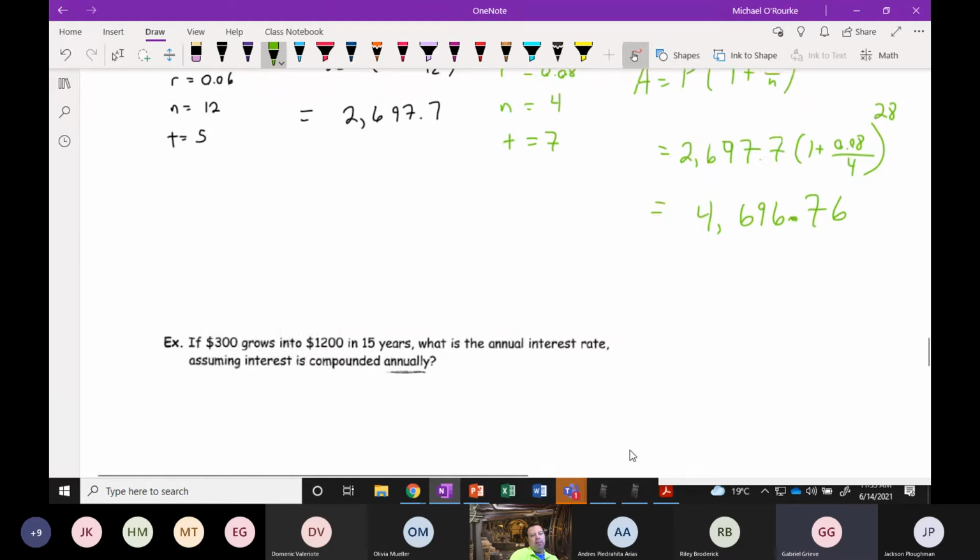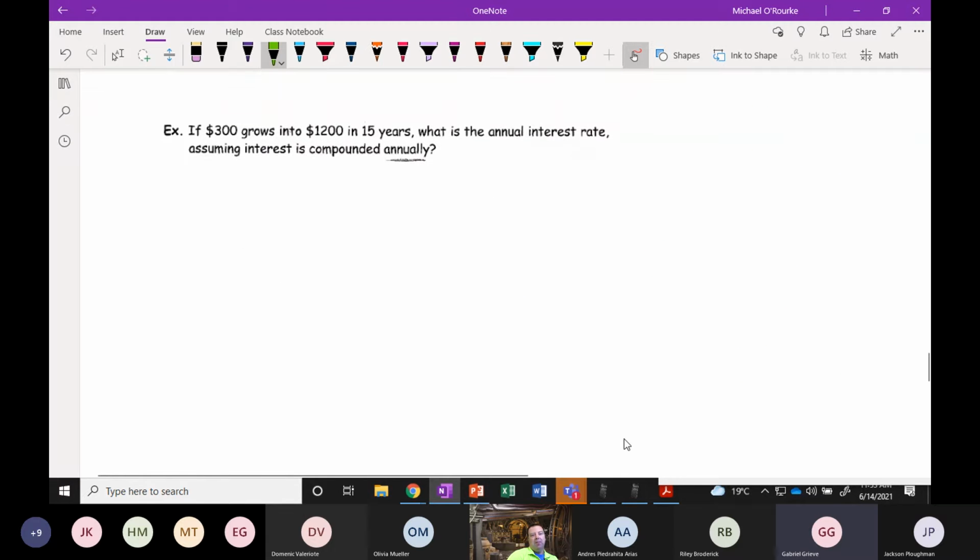Okay. So here's a question that's going to be a little different for us. Rather than go back to some prior knowledge, let's figure out what is our A, P, R, N, and T, which is usually how I do it. So this says if $300 grows to $1,200 in 15 years, what's the annual interest rate, assuming it's compounded annually?